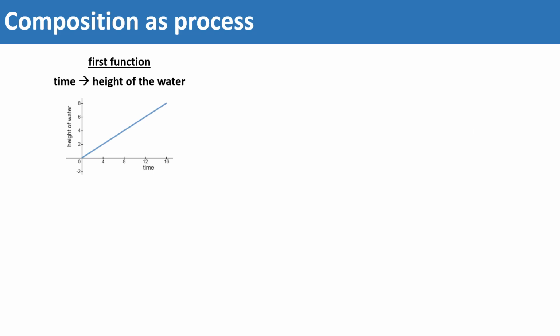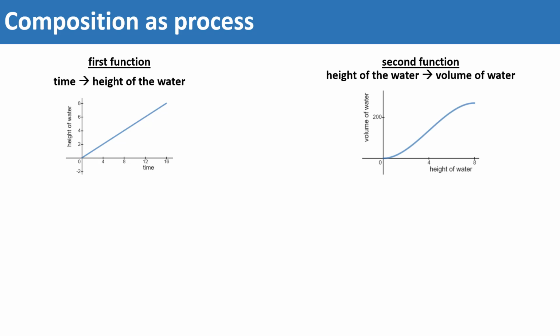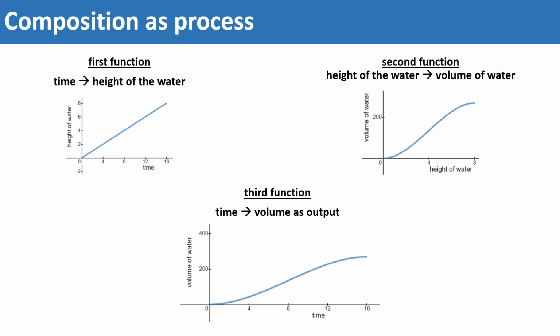For instance, if we have a draining tank and are able to develop a first function that processes time value inputs to produce the corresponding height of the water in the tank as output, and then develop a second function that processes height of the water inputs to produce the corresponding volume of water in the tank as output, then it's possible to generate a third function that combines the first two in order to simply take time input and produce the corresponding volume as output.